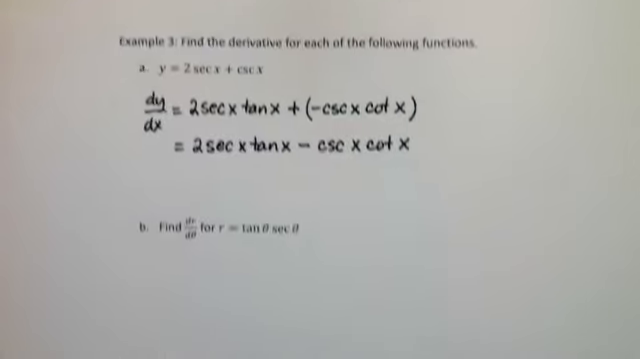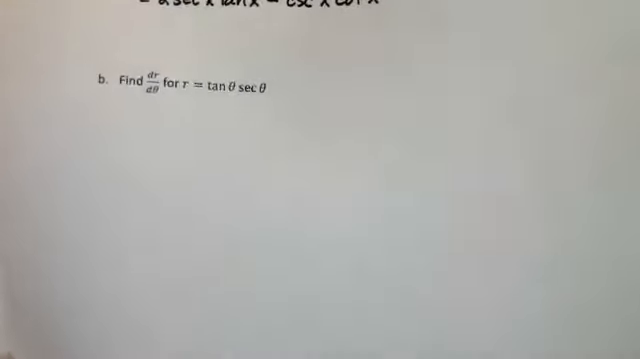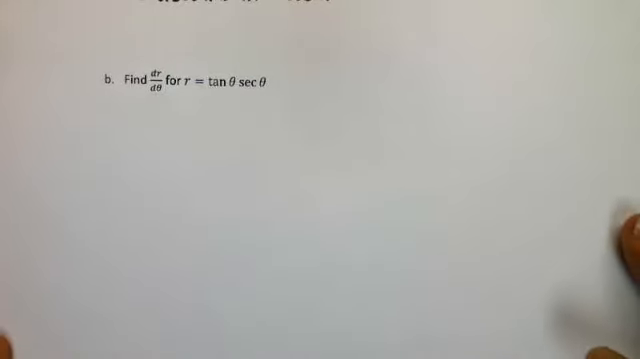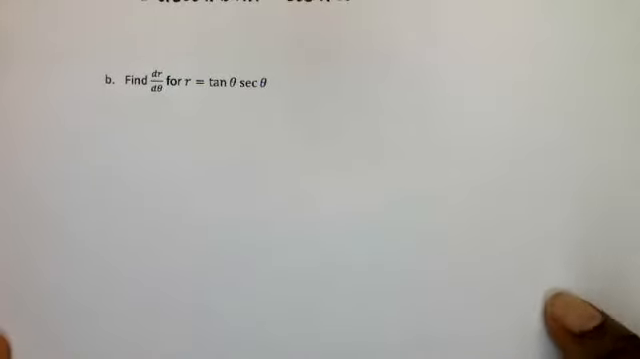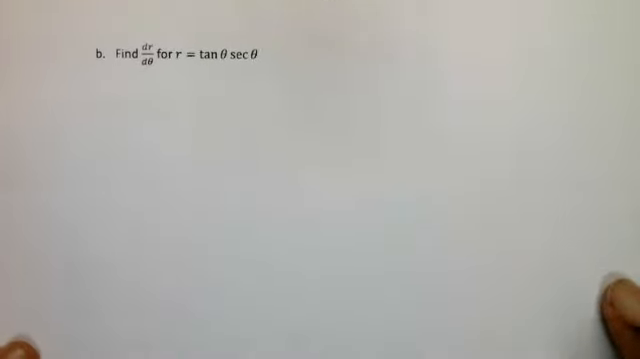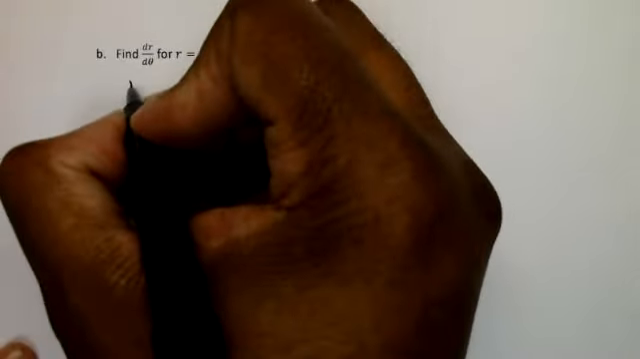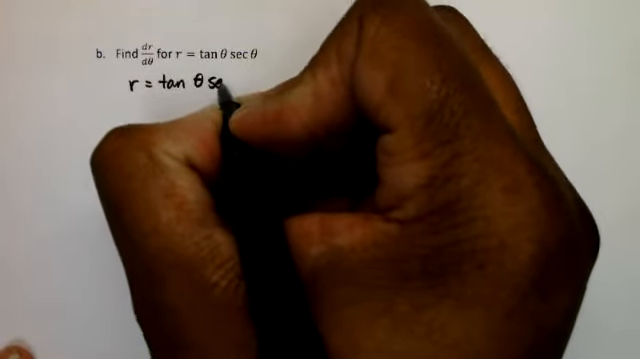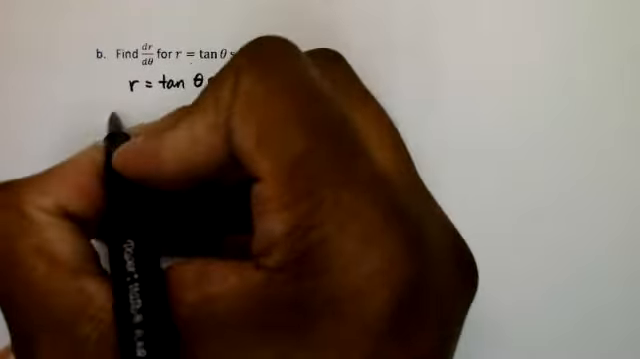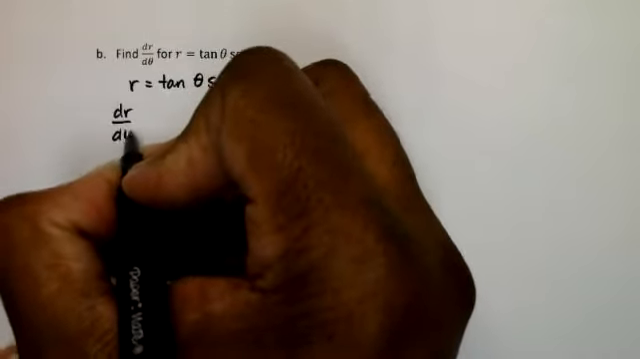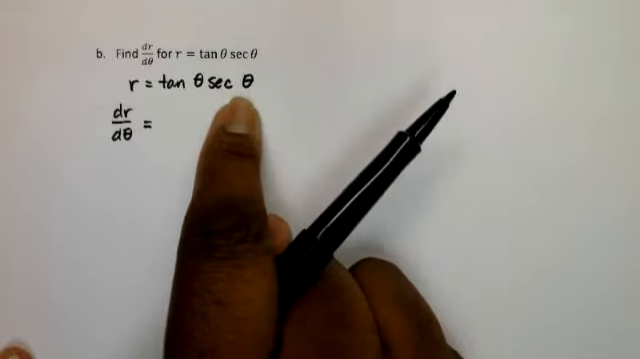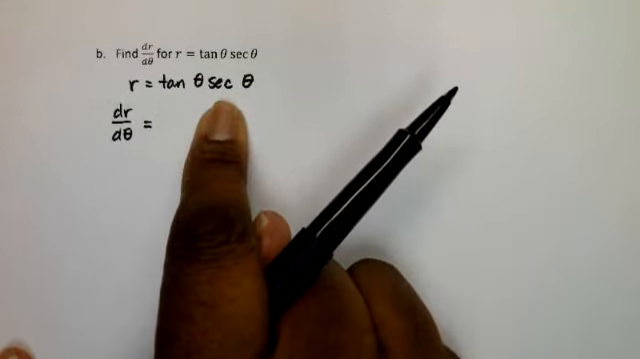All right, now part B is finding the derivative of r with respect to theta, for r equal to the tangent theta times the secant of theta. Now, this might take a while, because here we've got r equal to tangent theta times the secant of theta. And to find dr/d theta, this one we've got to use the product rule.